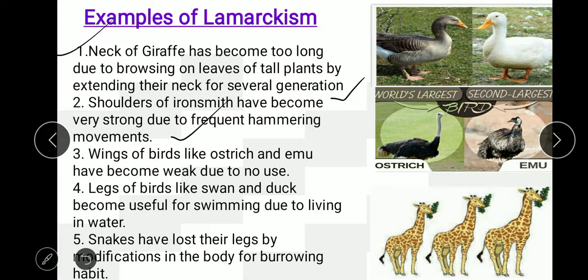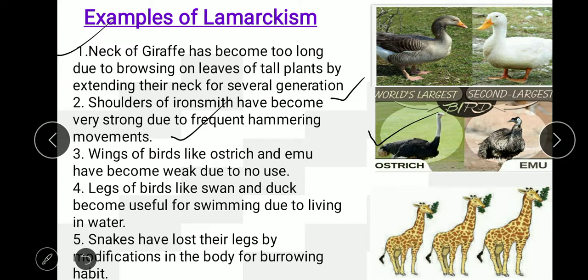Wings of the bird: now here, first we saw Lamarckism because of activity. Now laziness, students. See, wings of birds like ostrich and emu. The picture is shown here, students. Ostrich and emu are the largest and second largest birds of the world, students.